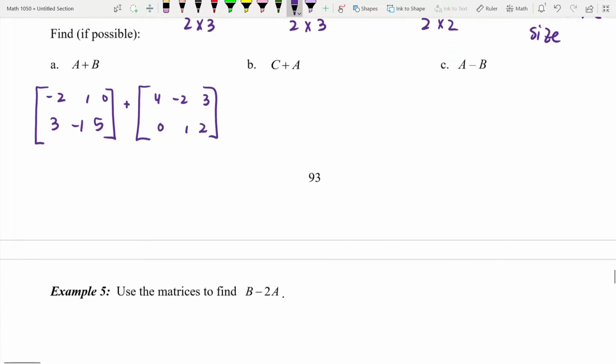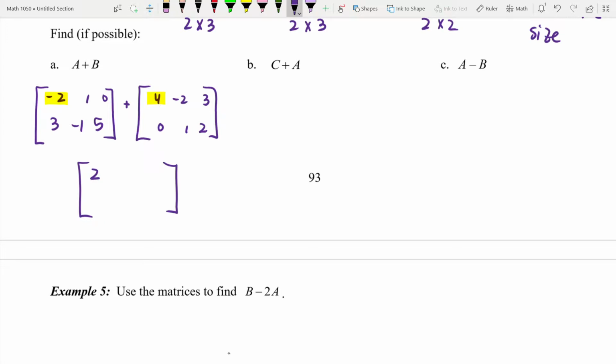So easy. All you do is just add the numbers or combine the numbers that are in the same position. So negative 2 and positive 4, you don't change any signs. You don't change the 4 to a negative or the 2 to a positive. You just combine those and you get a 2.